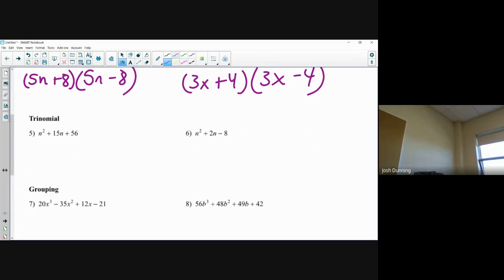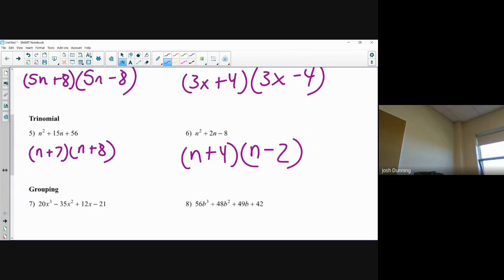Number 5, trinomial factoring. We want 2 numbers that multiply to 56 and add up to 15, 7 and 8. Well, the 8 is negative, so we need 1 plus and 1 minus. Four times 2 is 8, and 4 minus 2 is 2. 4's got to get the plus, so they would add up to that plus 2n in the middle.